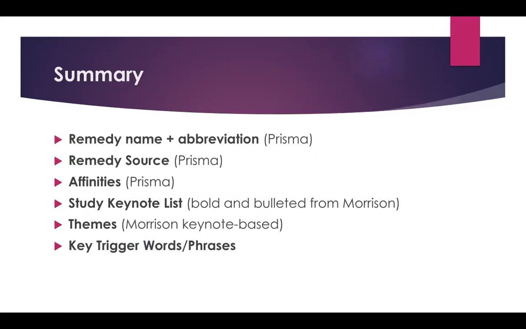Okay, so just to review, you're going to put the remedy name in with the abbreviation. You'll go to Prisma for the abbreviation. The remedy source is in Prisma, and the affinities are in Prisma. And then you're going to study the keynote list in Morrison, and that's bold and bulleted symptoms. And then you're going to identify the themes and write your themes, link any related symptoms together so that you have a more concise idea, and then identify the keywords or trigger words that are going to help you remember the remedy.